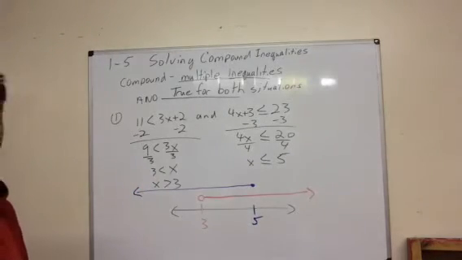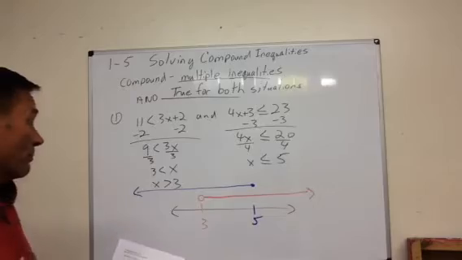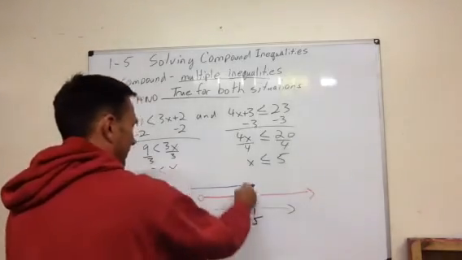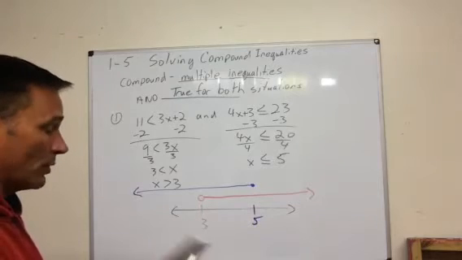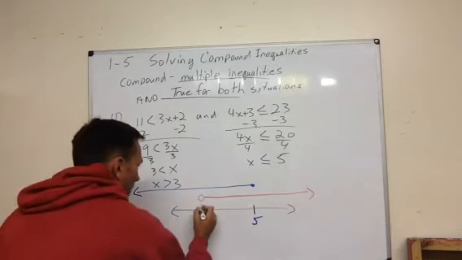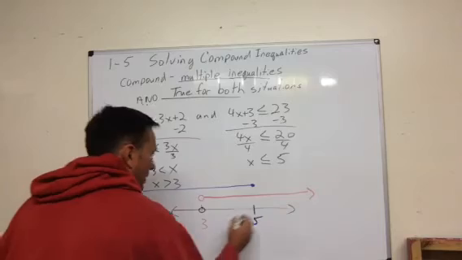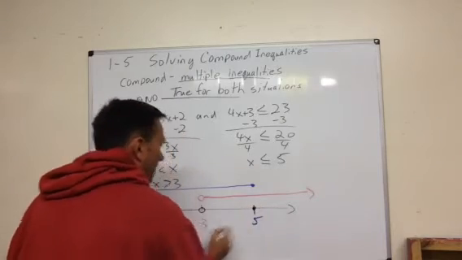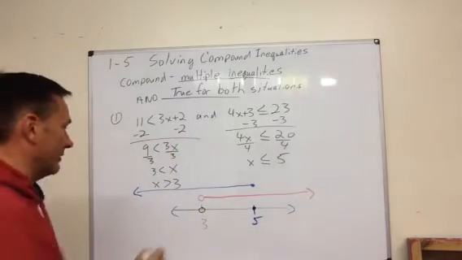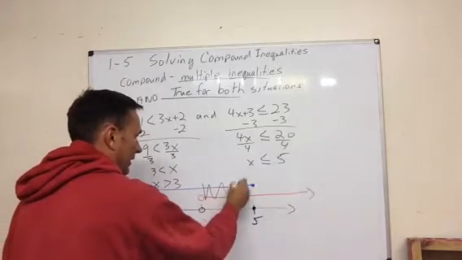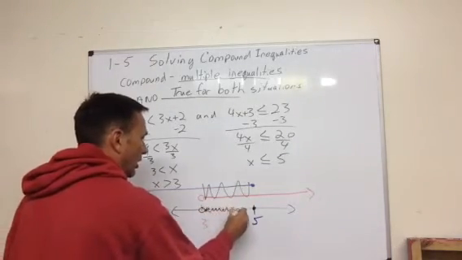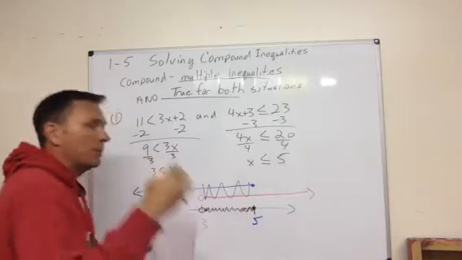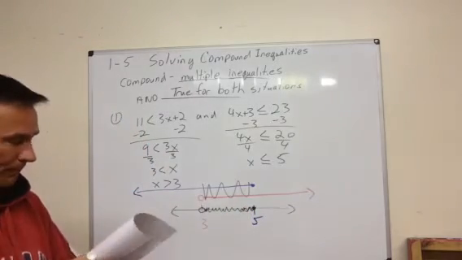Now, where is it true for both graphs? It's in the middle. So, our final answer when we graph this, we will put an open circle on 3, a closed circle on 5, and it's where they intersect. It is this area in here where it hits both of them. Okay. So it's between them. It's true for both.